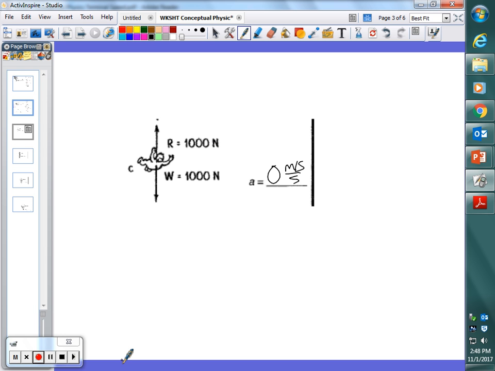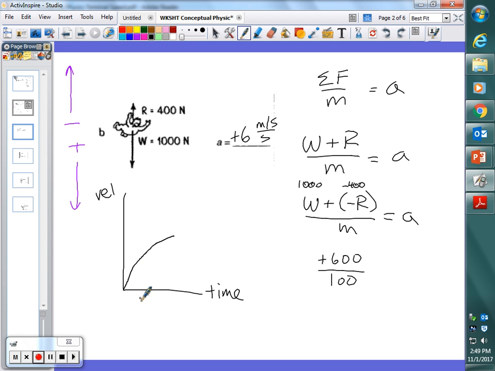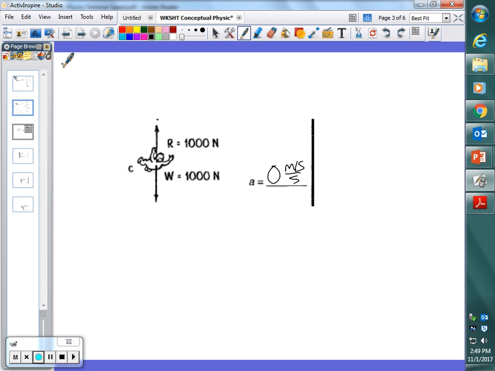Will he go any faster here? No. This is as fast as he's going to get. If we continued this graph, that would happen. This is constant velocity. That's supposed to be straight. It curves down a little bit. I apologize. It's supposed to be straight.